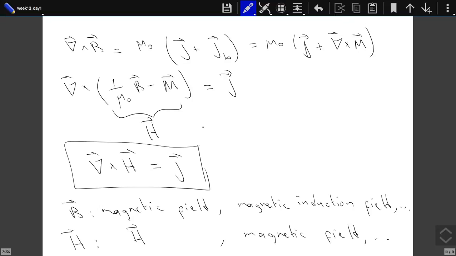Magnetization, in a sense. İkiniz de gitseniz.